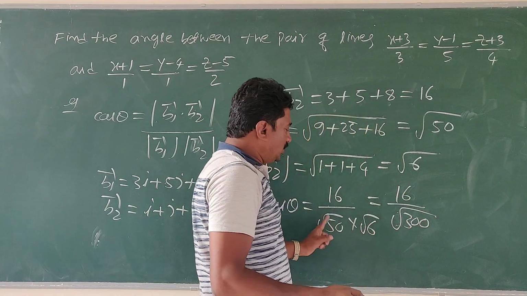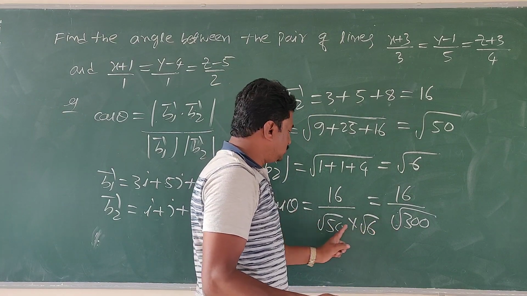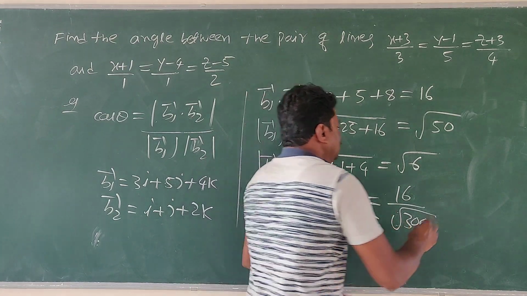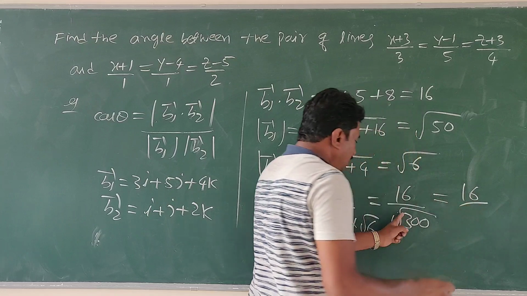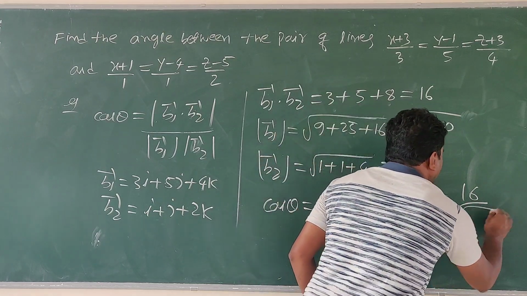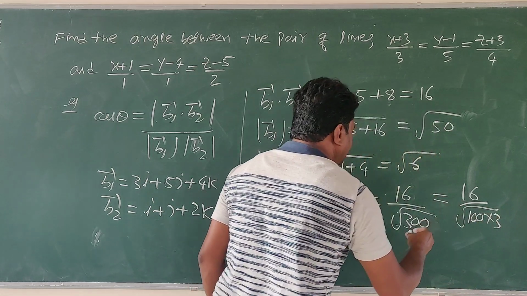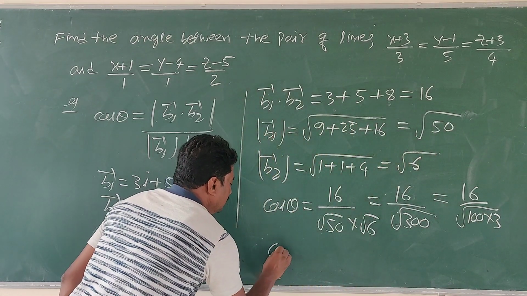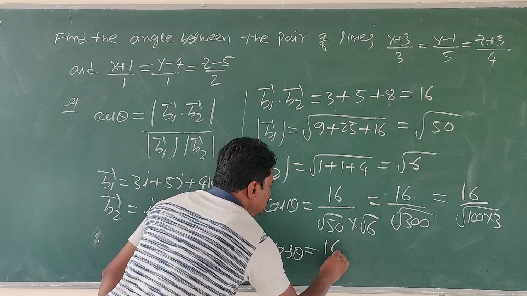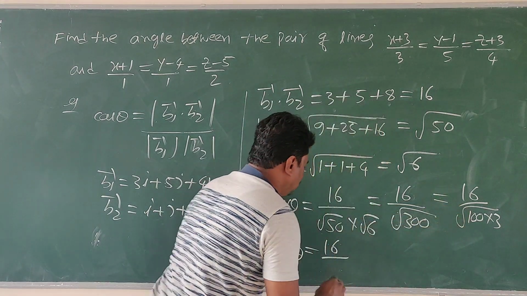So root a into root b. Root ab, 6 5 is 300, right? So 16, 100 into 3. How much is root 100? 10. Cos theta, 16 by root 100 is 10.